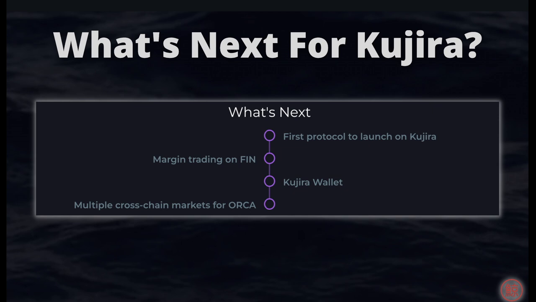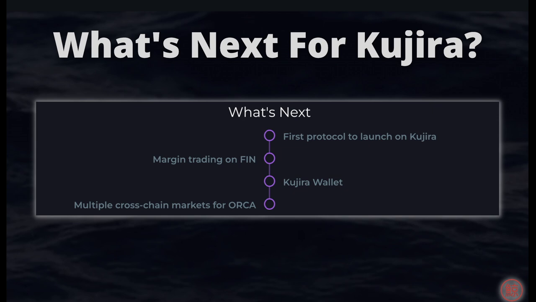As far as what's next for Kujira, they said that they want to launch a protocol on the Kujira chain. They're going to be enabling margin trading on Fin. It looks like they're developing their own wallet. And then it looks like Orca is going to go live. I believe that it's going to go live in the Polkadot ecosystem first. We'll be able to bid on liquidated collateral and get it for a discount.